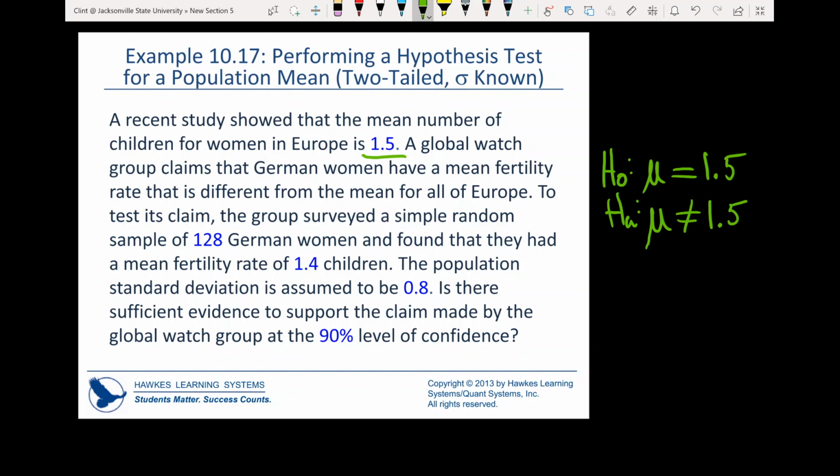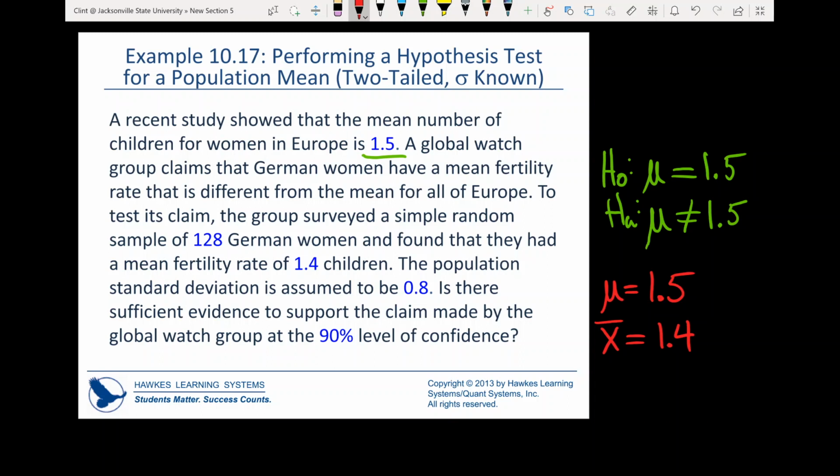Okay, now we want to figure out our test statistic. So we've looked at the four numbers in our formula. The first number, the easiest to pick out in my opinion, is mu. It comes from the hypotheses, so mu is 1.5. The next number in our formula we need is x bar. X bar is the mean of our sample data. It says in the sample, the women had a mean fertility rate of 1.4 children. So x bar here is going to be 1.4.